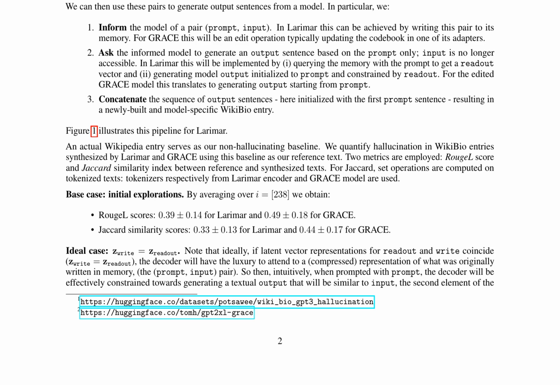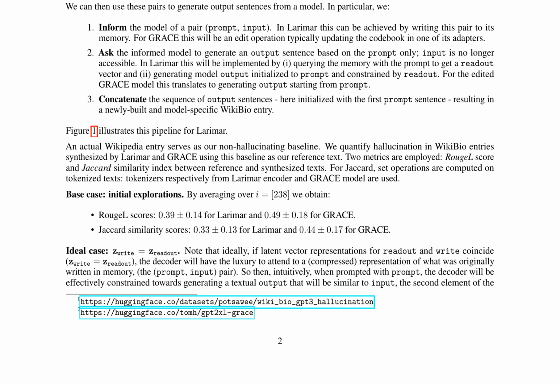The authors quantify hallucination in Wikibio entries synthesized by Larimar and GRACE using the actual Wikipedia entry as the non-hallucinating baseline. They employed two metrics: Rouge L score and Jaccard similarity index between reference and synthesized texts. The results show that GRACE outperforms Larimar in both metrics, with Rouge L scores of 0.49 plus or minus 0.18 for GRACE and 0.39 plus or minus 0.14 for Larimar, and Jaccard similarity scores of 0.44 plus or minus 0.17 for GRACE and 0.33 plus or minus 0.13 for Larimar.